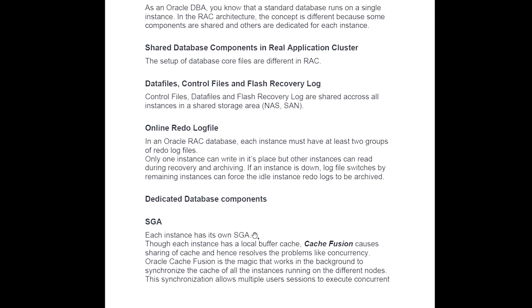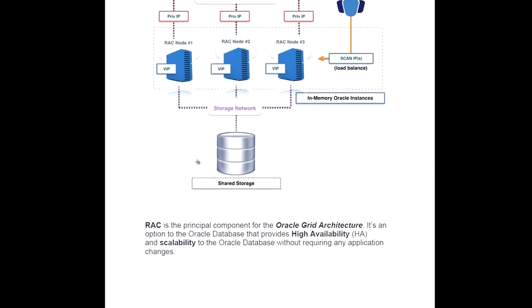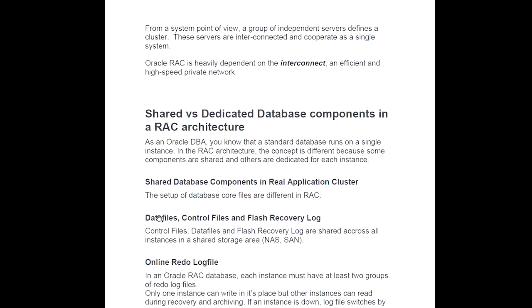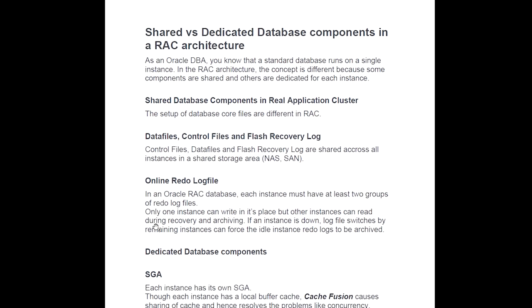Next is dedicated database components. So basically SGA, each instance has its own SGA. SGA is a memory component that resides on the particular instance that started it. Suppose in our case we have multiple nodes. These nodes will have their individual SGA, a memory component. I will go through each component later, and I will prepare one video to help you understand the memory and process components.